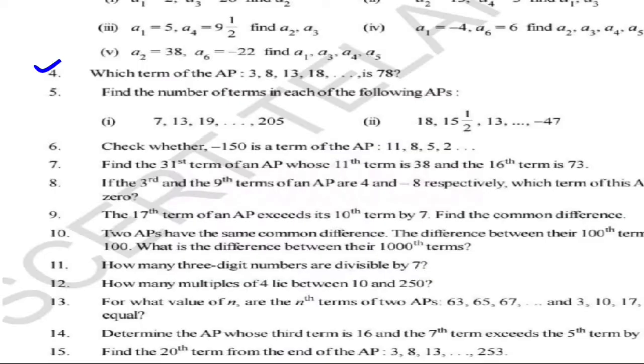Next, fourth question: which term of the AP 3, 8, 13, 18, dash is 78? So here 3, 8, 13, 18, the first four terms are given. If you continue this AP, somewhere you will get 78. At which place you will get 78, we have to find out. So which term of the AP is 78? I will take a new problem to explain this type of question.